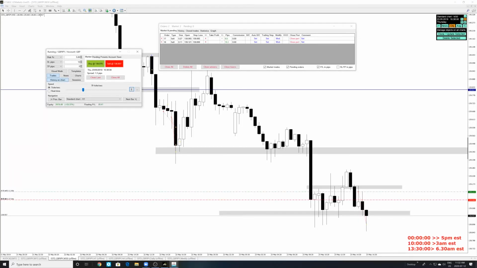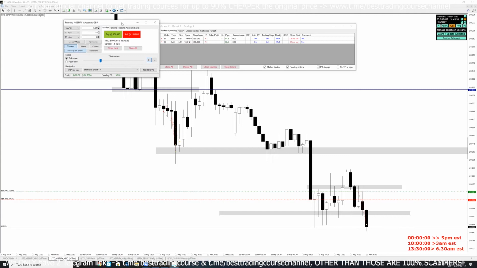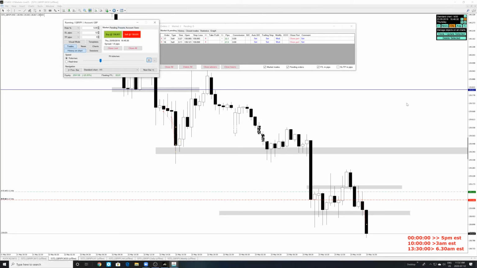So welcome everybody to another session where you can successfully scam the markets. The market scamming. This is the biggest fraud of the Forex world right now.